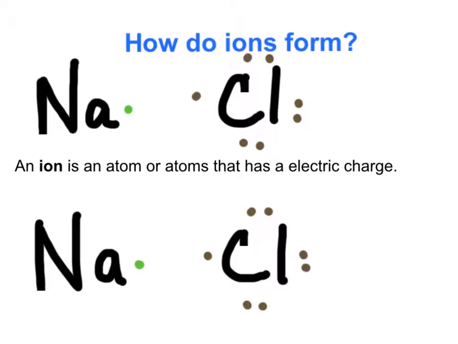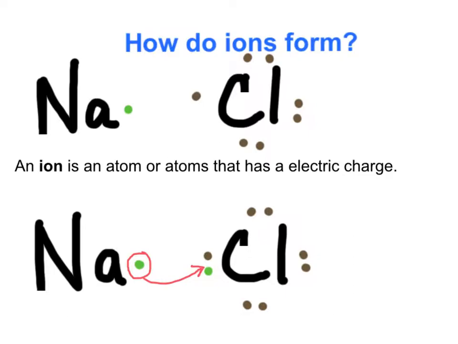What chlorine wants to do is gain 1 electron in order to become a stable atom. What sodium wants to do is give away an electron in order to become a stable atom. So, sodium will give away one of its electrons to chlorine, creating a stable compound.